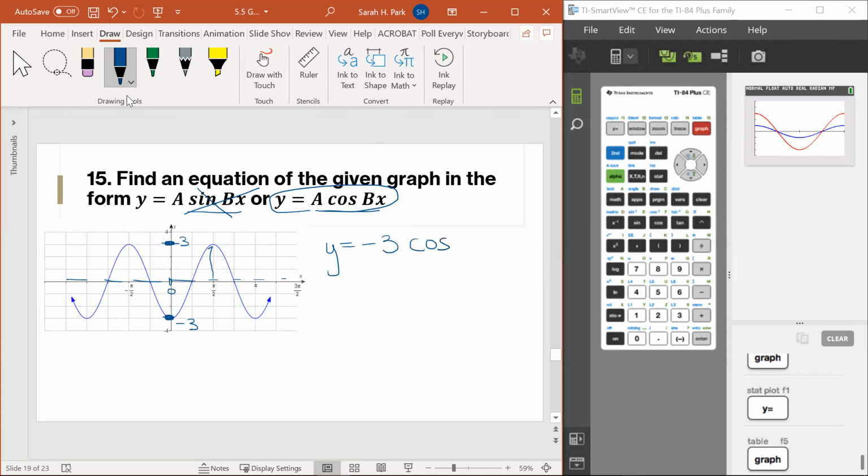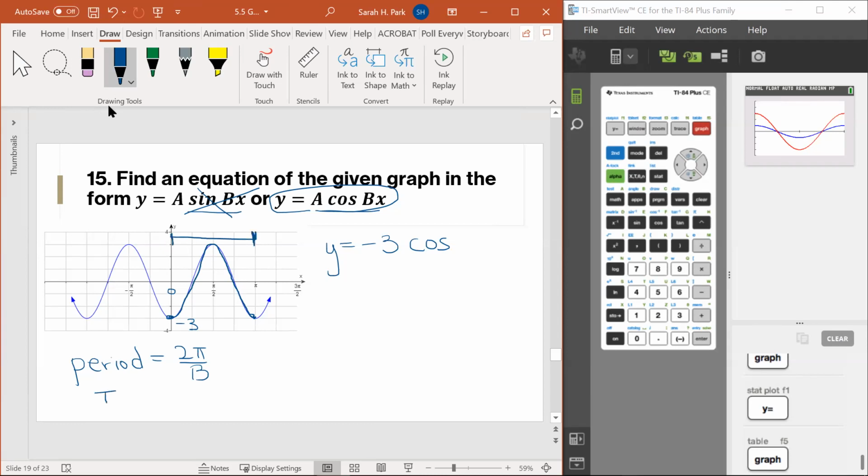So we have cosine. To find B, remember the period was equal to 2 pi over B. So if we know the period, we can solve for B. To tell what the period is, I'm going to start here and see one full period would be going up and then coming back down. And so we can see here, one full period is from 0 to pi.